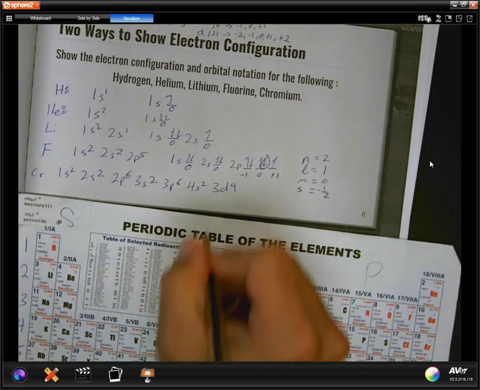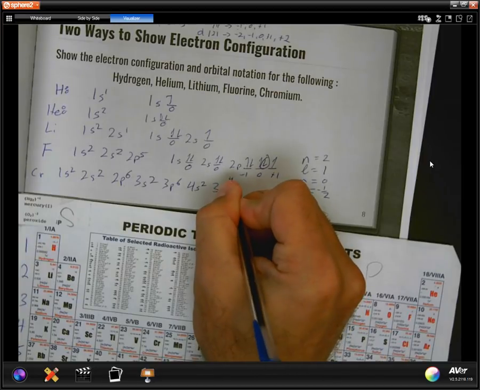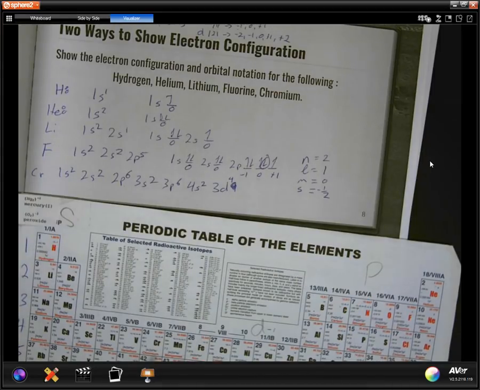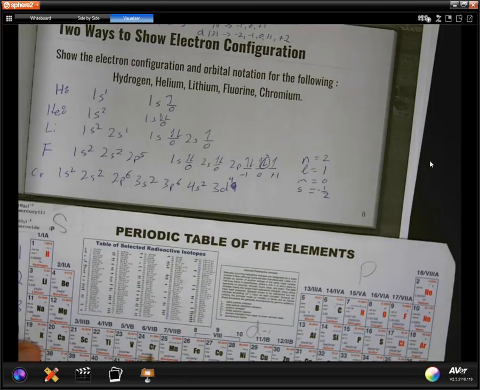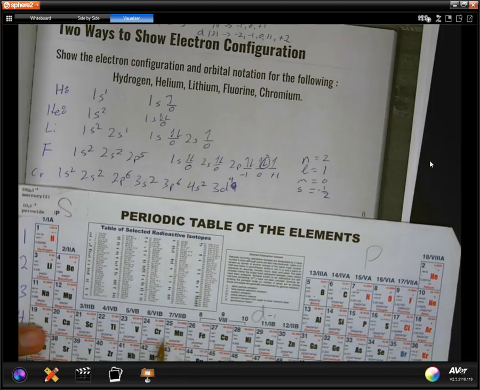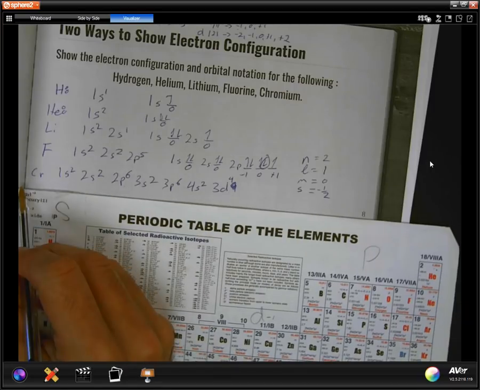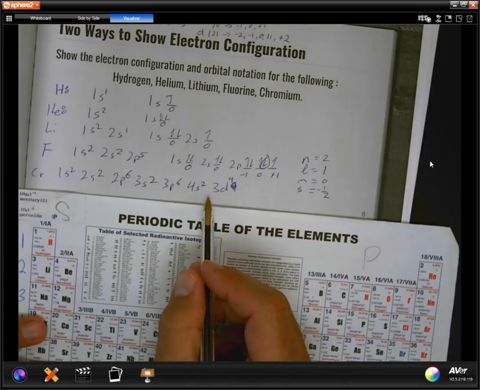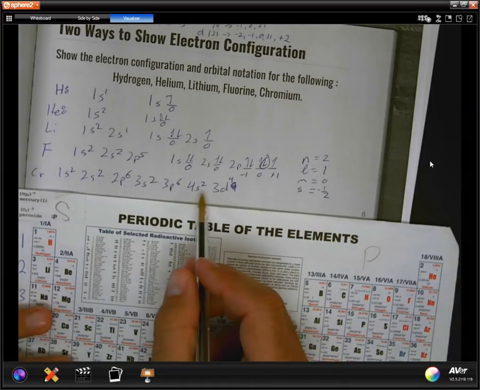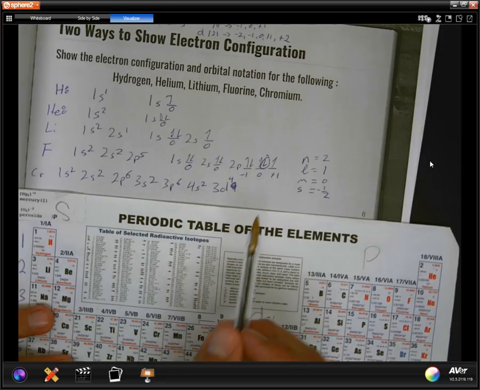Sorry, that should be a little superscript. If you ever want to double check yourself, you can look down here. Now, as I look here, I see the answer is actually slightly off. The key says 3d5 4s1. And chromium here is doing some unusual behavior, and I'll show you why when I write out the orbital notation.